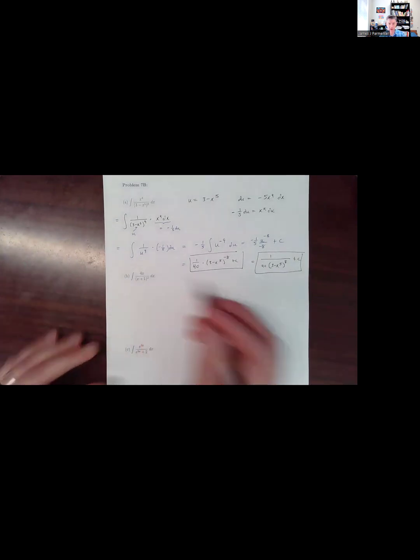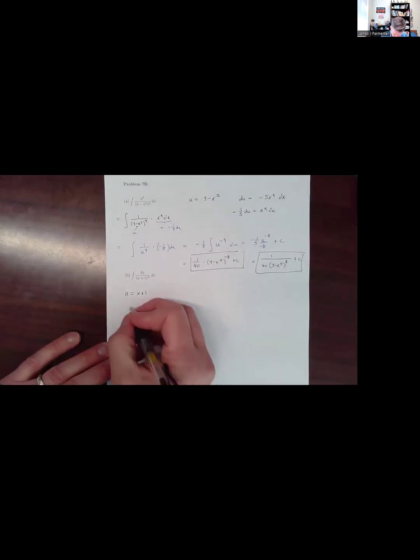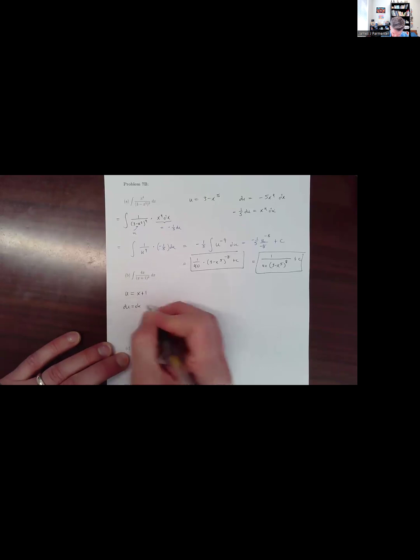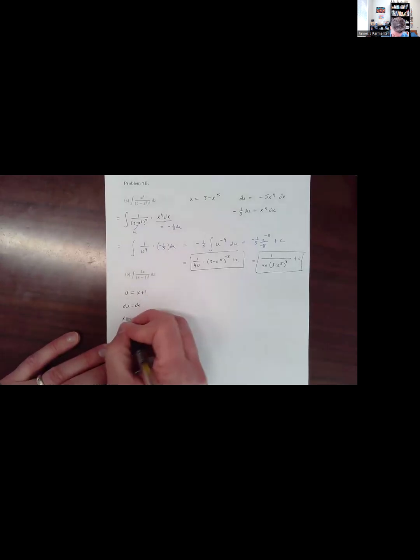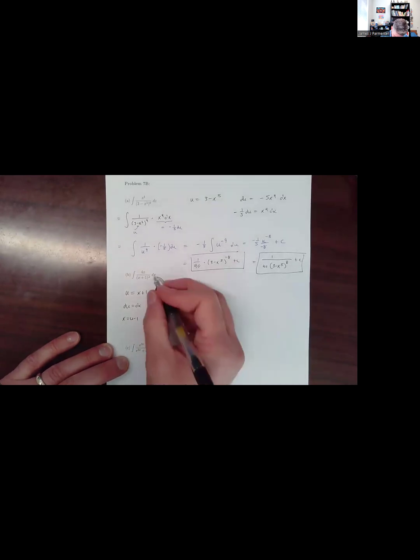4x over x plus 1 squared. You could do partial fractions here. That's not what I would do. This is better seen as a u sub and a back sub. We're going to use something like the problem we just did, where we did division and then did a u sub and a back sub. So use u equals x plus 1, du is dx, and then x equals u minus 1.